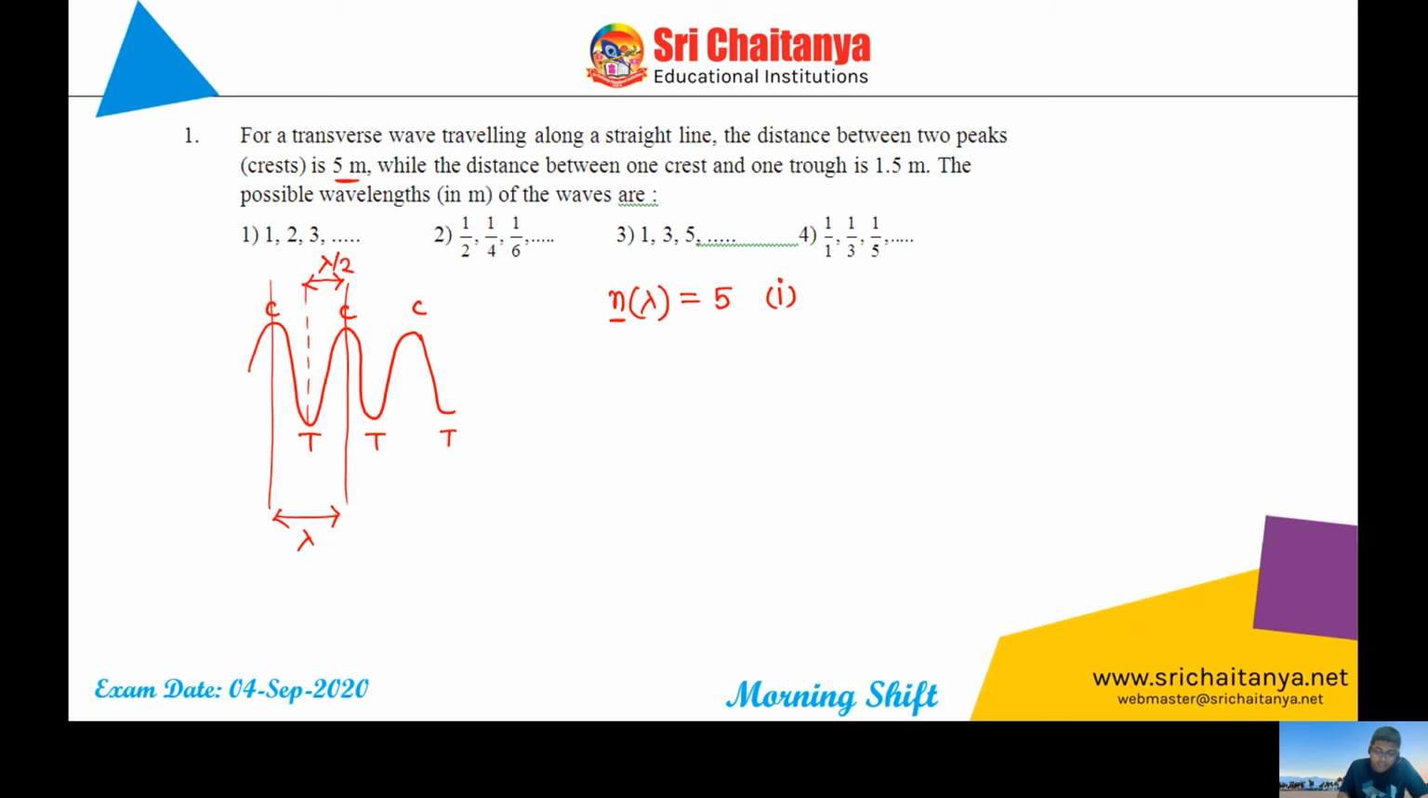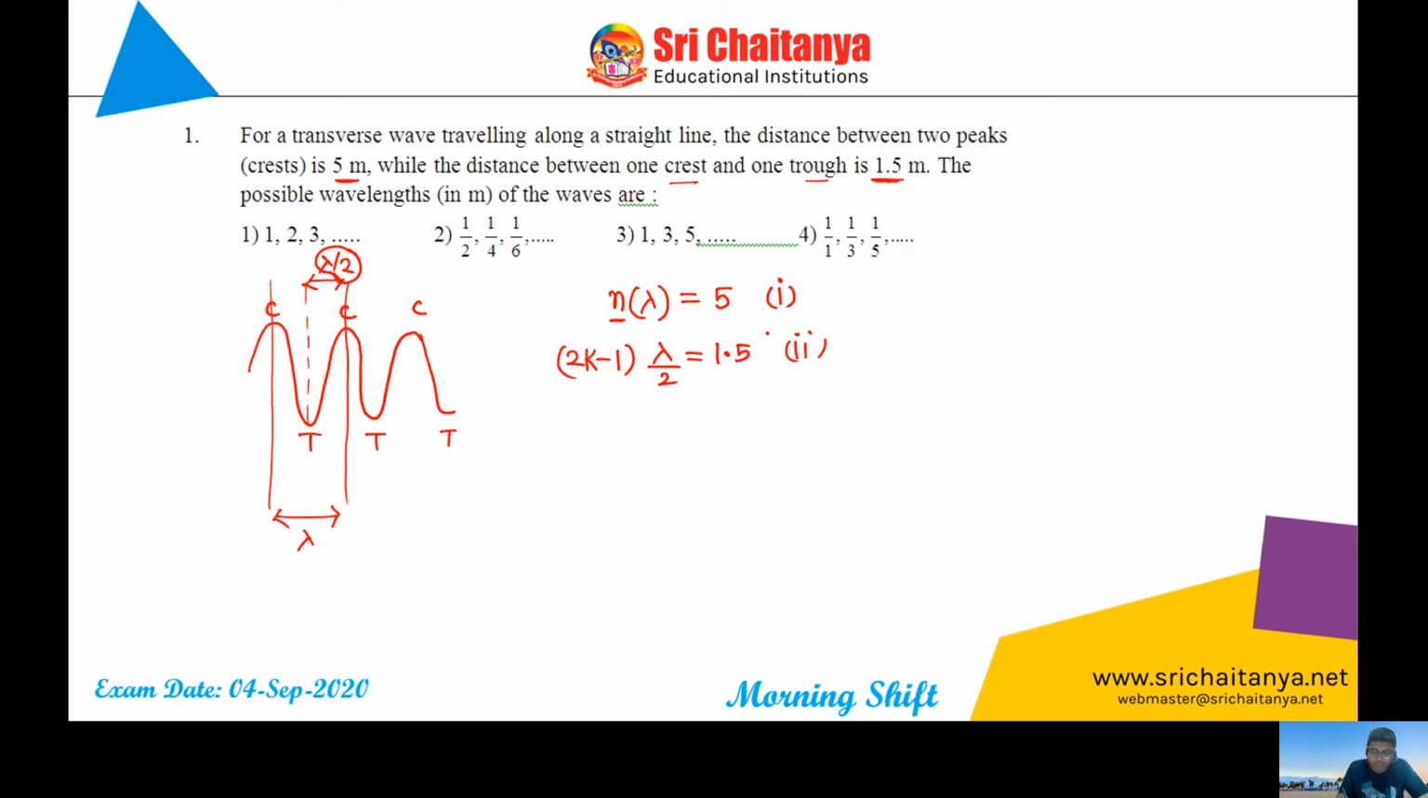Okay, and similarly, it is given to us that the distance between one crest and one trough is 1.5 meter, and that crest and trough need not be consecutive as well. And you need to understand the distance between the crest and trough would be a multiple of lambda by 2, and also that multiple got to be an odd number. Okay, so I can represent it like that. Let's say (2k minus 1) into lambda by 2, and that will be equal to 1.5 meter over here. So that is equation number 2.